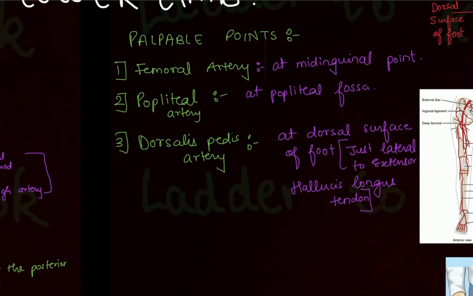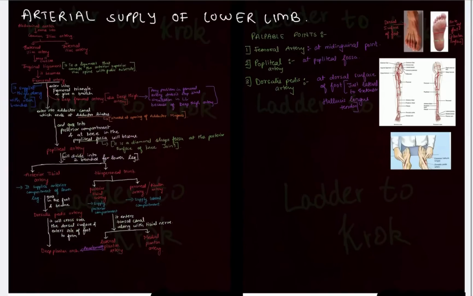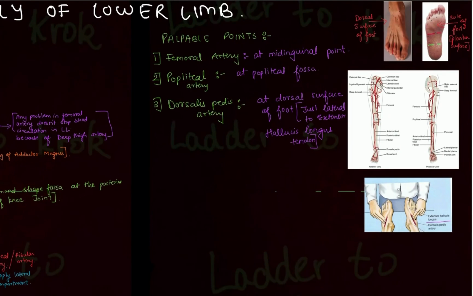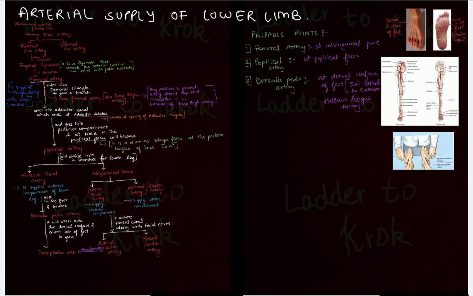So the muscle which was running from your knee joint to your big toe. Now where is this place? Look at this picture. You can see this protruded, visible, prominent tendon, that is extensor hallucis longus. Just lateral to it you will be able to palpate the dorsalis pedis artery. So these were the 3 arteries which can be palpated in your lower limb.